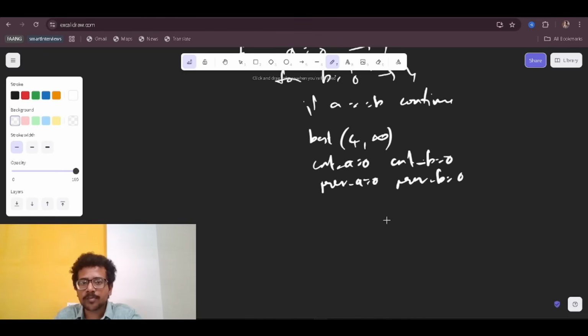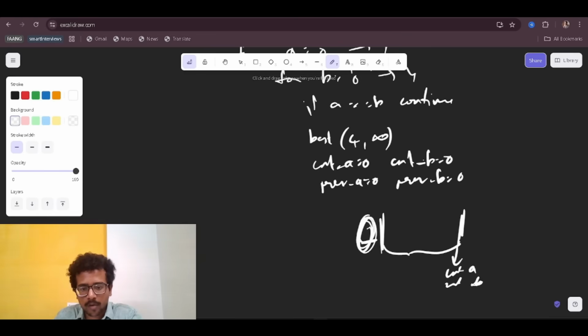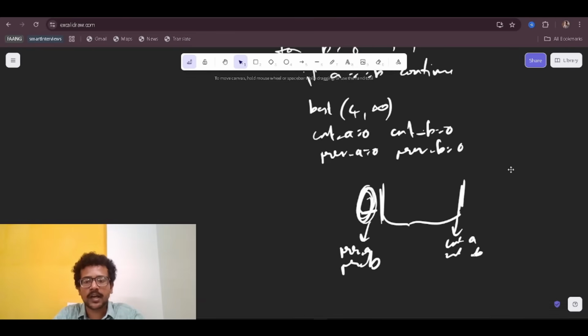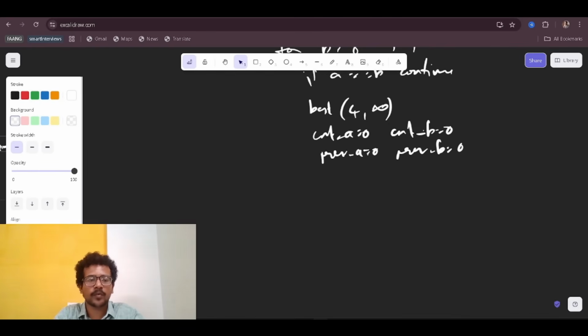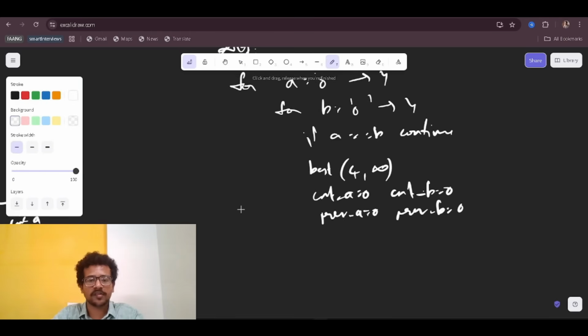Now, what is this previous A? If the window is like this, here I would get the count A and count B. Now, previous A is this: at this point, how many A's I got and how many B's I got will be stored in previous A and previous B. Okay, now I got previous A and previous B.